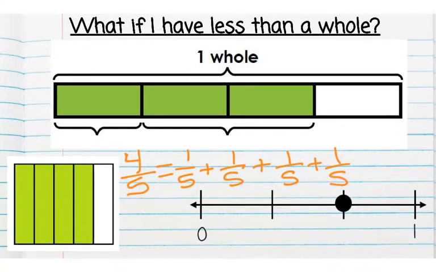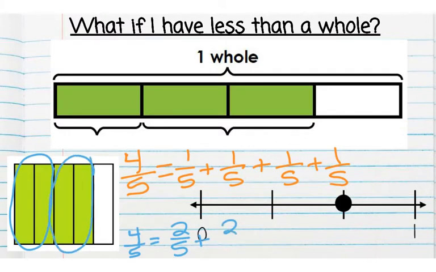We could do it a different way. Let me see if I can just make it work on this screen. My pictures are getting jumbled. We could also say that 4/5 is the same thing as 2/5. Hold on, I wrote a plus sign instead of an equal sign. We could do 2/5, and then how many more would we need? We would need 2 more fifths. So there's another combination.